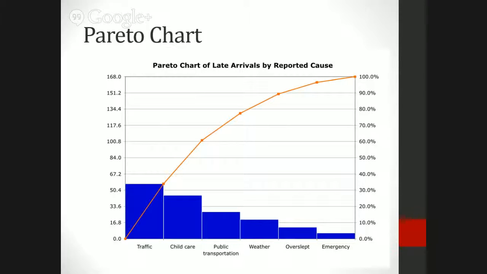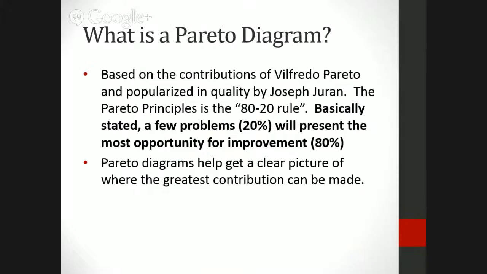Anybody heard of a Pareto chart? If you're in this program much longer, you'll get enough of charting. But Pareto charts were made popular by the guru of lean, Mr. Joseph Juran, and it basically states the 80-20 rule: 20% of your problems will typically represent the most opportunity for 80% of your gain.